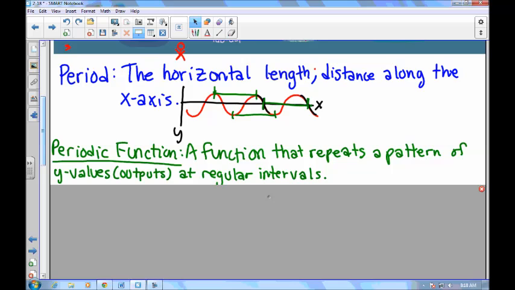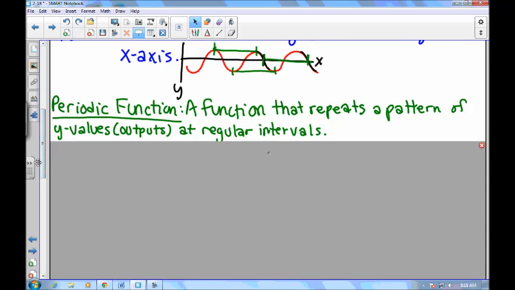You're going up, and then you're going down, and then you're going up, then you're going down, at regular intervals. So the heights all remain constant as well. You go up and down, up and down. You don't all of a sudden spike really, really high. They're all the same heights. The maximums are the same. The minimums are the same. A function that repeats a pattern of y values, which are outputs, at regular intervals.